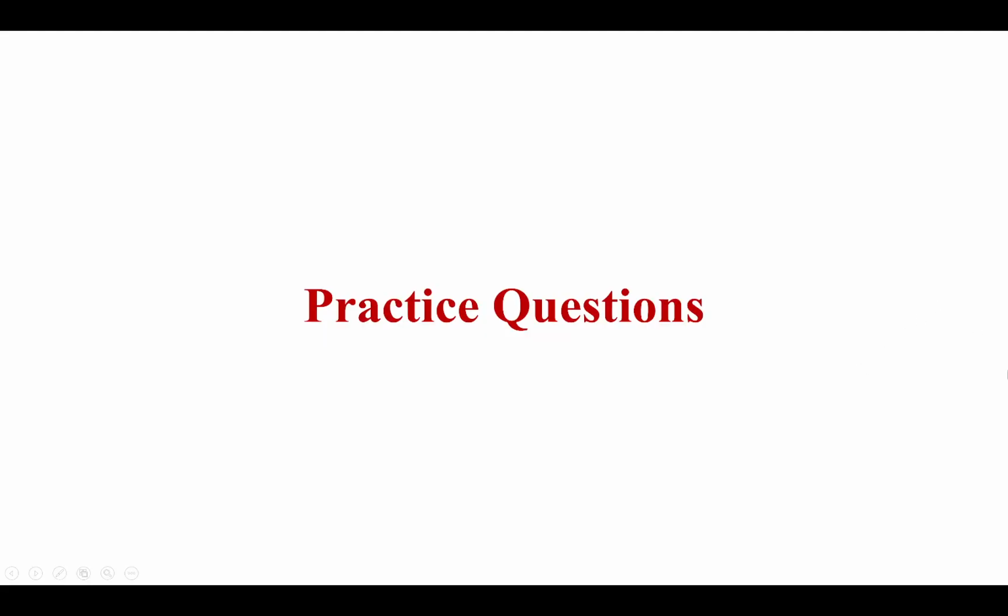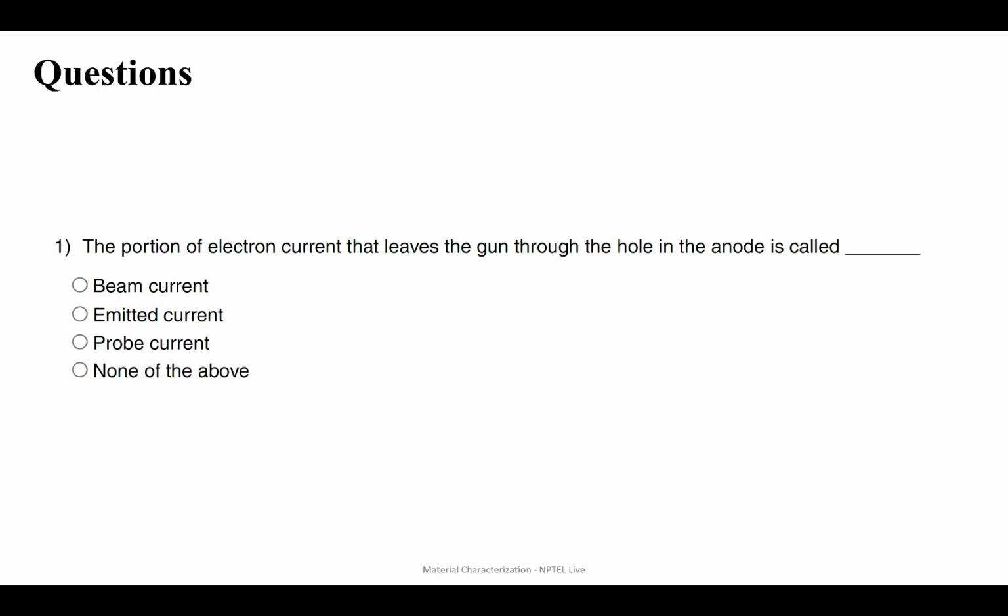So now I will be showing you some questions. The portion of electron current that leaves the gun through the hole in the anode is called: beam current, emitted current, probe current, none of the above. If you have the answer, you can speak it or type in your chat.